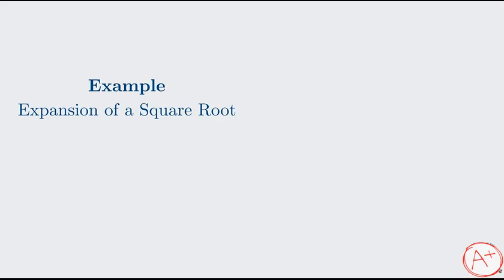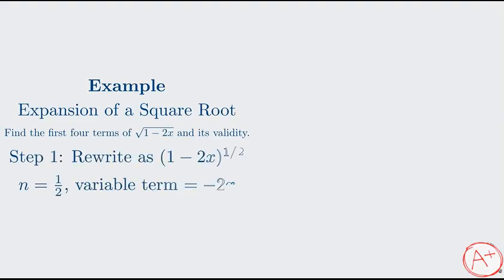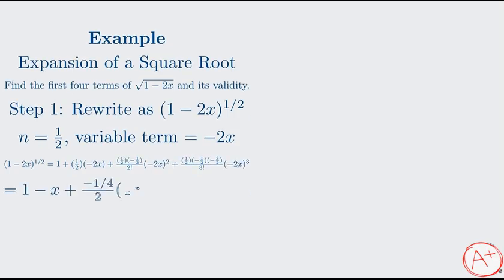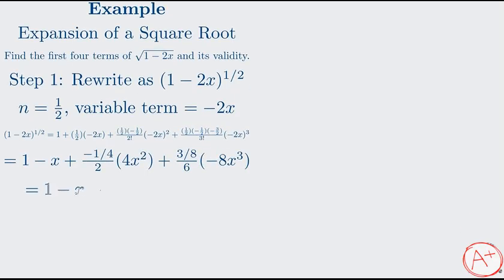Example: expansion of a square root. Let's find the first 4 terms of the expansion of the square root of 1 minus 2x and state its range of validity. First, we rewrite the radical as an exponent. Here, our index n is 1 over 2, and our variable term is negative 2x. We substitute these into the general formula. Now, we simplify term by term. The first 4 terms are 1 minus x minus 1/2 x squared minus 1/2 x cubed.